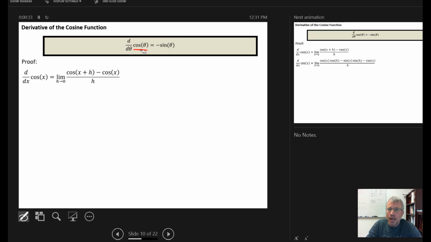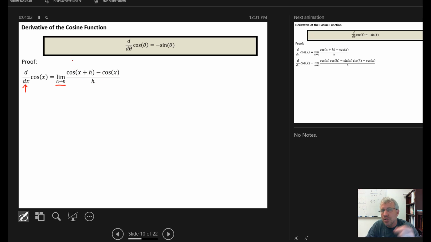If you were trying to come up with the derivative of the cosine function from scratch, you would need to use the definition of the derivative, which is to take the limit as h goes to 0 of the difference quotient. So to find the derivative of the cosine of x, d/dx of cosine x is the limit as h goes to 0 of the difference quotient applied to the cosine function. So we get cosine of x plus h minus cosine of x all over h.